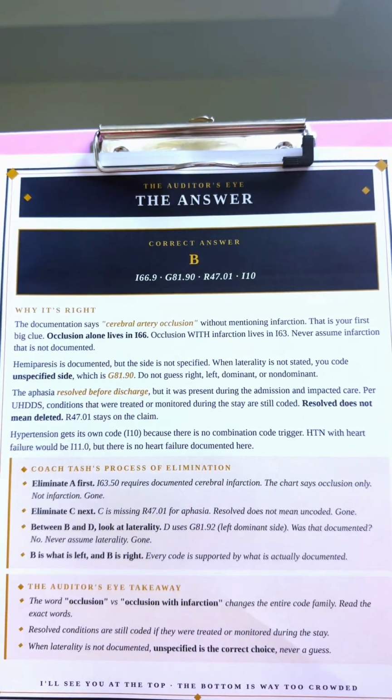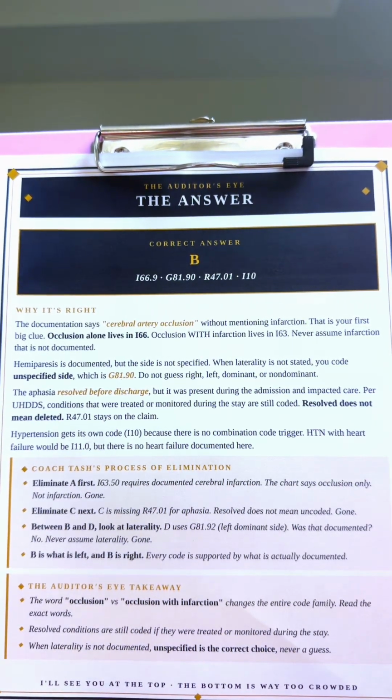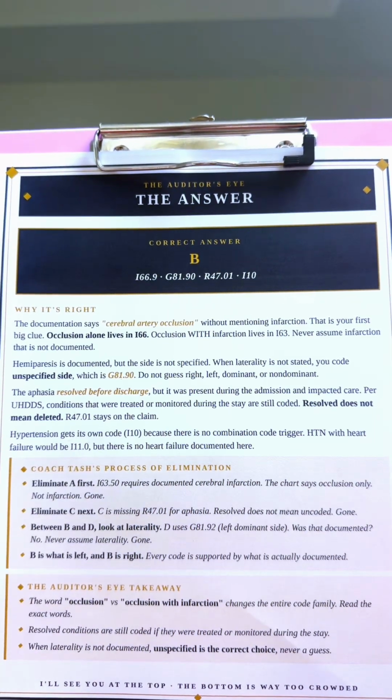Hypertension gets its own code, I10, because there's no combination code trigger. If the patient had hypertension with heart failure, it would be I11.0, but there was no heart failure documented. All right? So let's look at it.